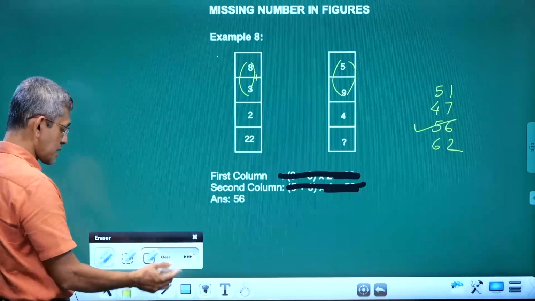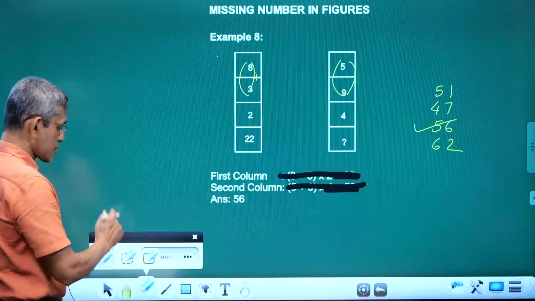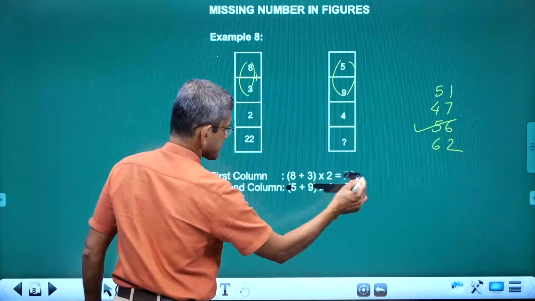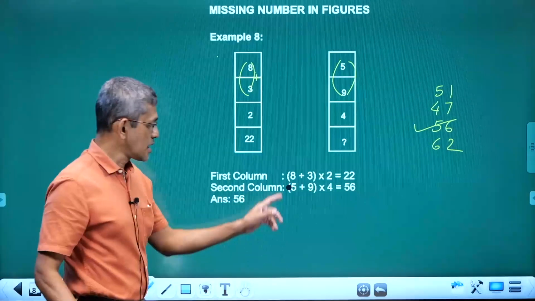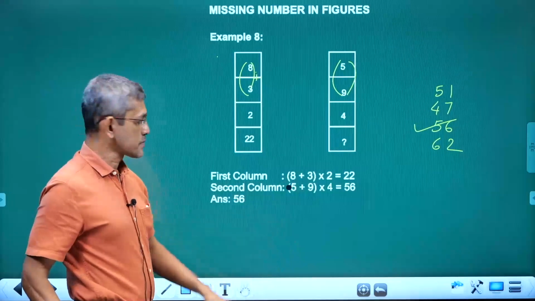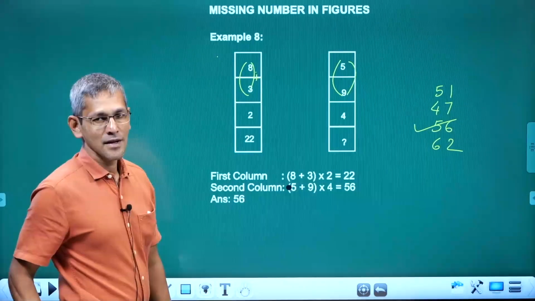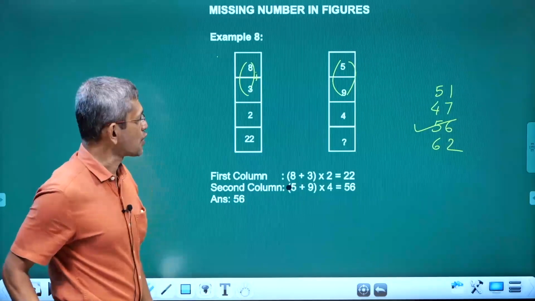I'll just remove that blackened part. So you see that? That's the pattern: 8 plus 3 into 2 and 5 plus 9 into 4. Alright guys, let's move on.